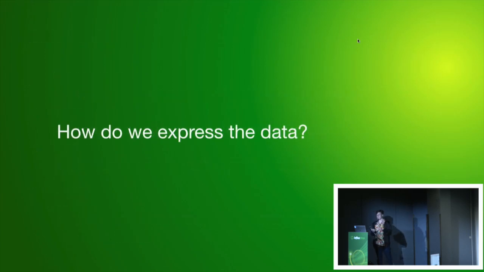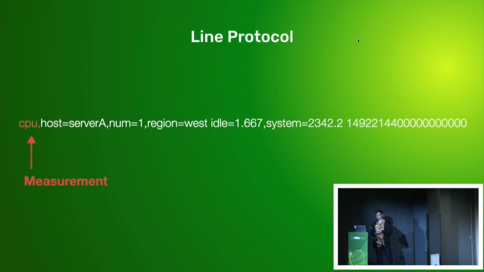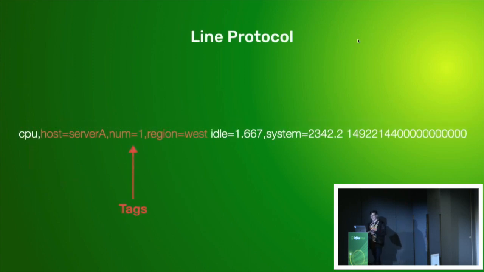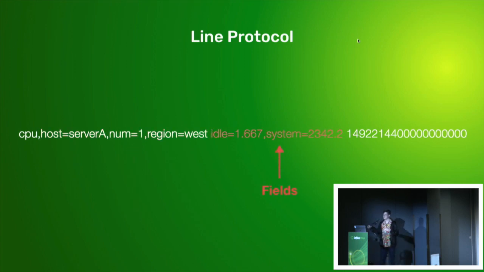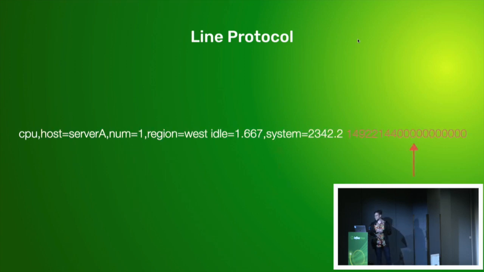So how do we express this data? We use what is called the line protocol, which is a custom format. It looks a lot like a modified CSV file. It starts with the measurement, which comes up front, CPU in this case. Then we have tags, which are those indexed values. So CPU, comma, tags. And then we have fields, which are the actual sequenced data, and time.